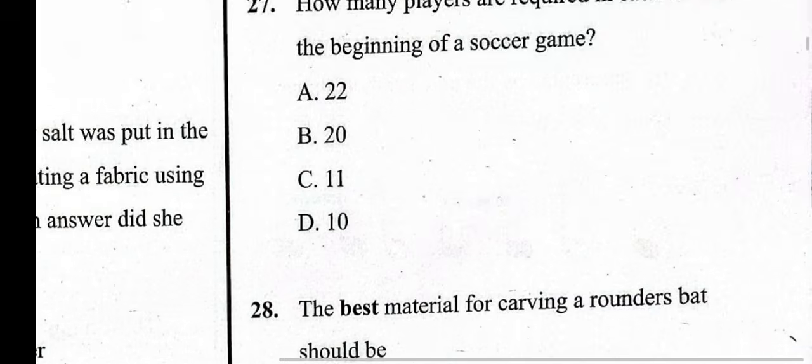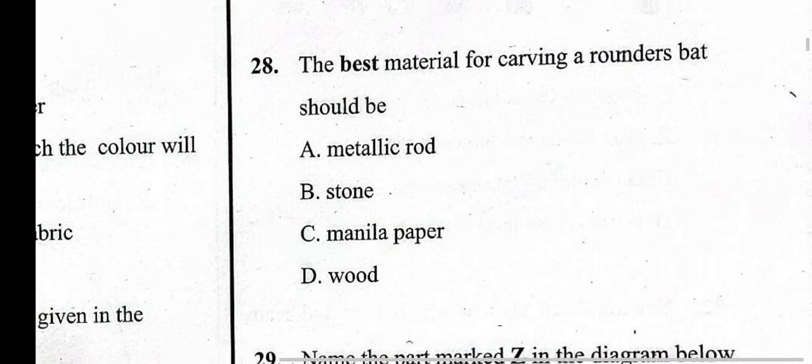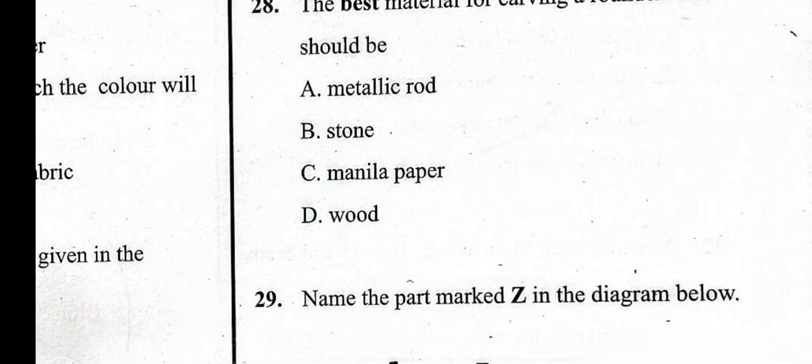Let's continue. The best material for carving around us should be, of course, wood, not metal, not stone, not a metallic rod. So the correct answer is D, wood.